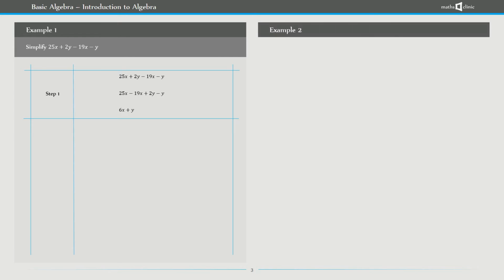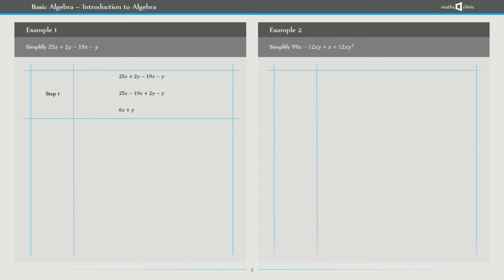Okay, let's do another example. Example 2 says simplify 99x minus 12xy plus x plus 12xy squared. Step 1. We have 99x minus 12xy plus x plus 12xy squared. Obviously, the first thing we need to do here is collect like terms.